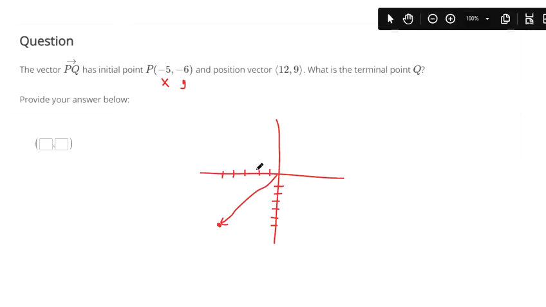Oh, sorry, but this is a point, so we can just draw a dot. I was getting ahead of myself. This has point -5, -6. But this is a vector.